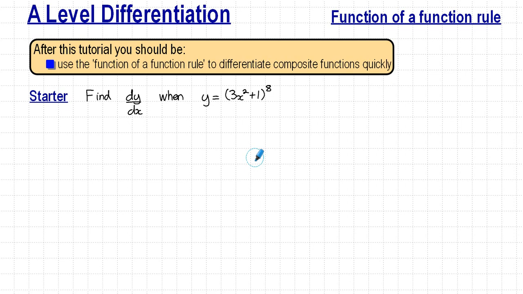Now, before I begin, I'd like you to have a go at the starter problem yourself using the chain rule. I'd like you to pause the video now and give that a go.